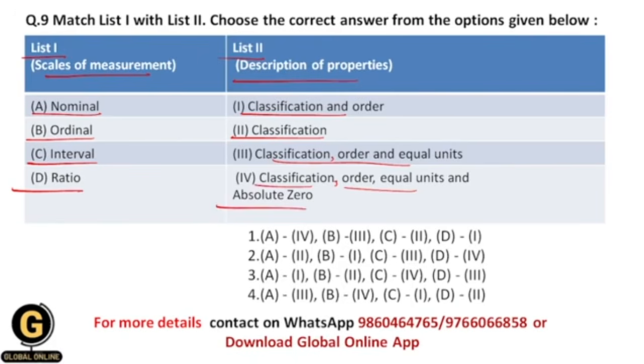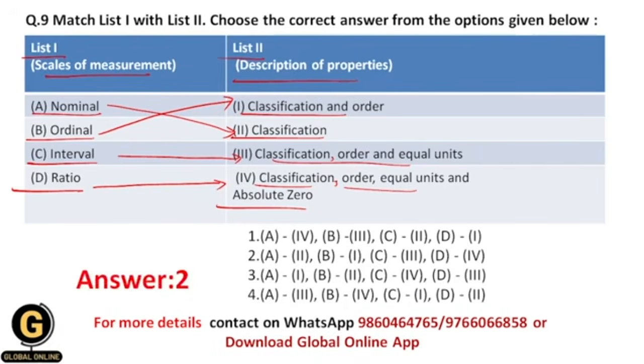So as I have told you earlier in this video, the nominal scale includes only classification of variables, that's why nominal will go for classification. The ordinal scale includes both classification and order, that's why ordinal will go for classification and order both. The interval scale includes classification, order, and equal units, that's why it will go for this. The ratio scale includes classification, order, equal units, and absolute zero, that's why option D matches with 4. That's why your correct answer should be 2, because over here A is matching with 2, okay, then B is matching with 1, then C is matching with 3, and D is matching with 4, right?